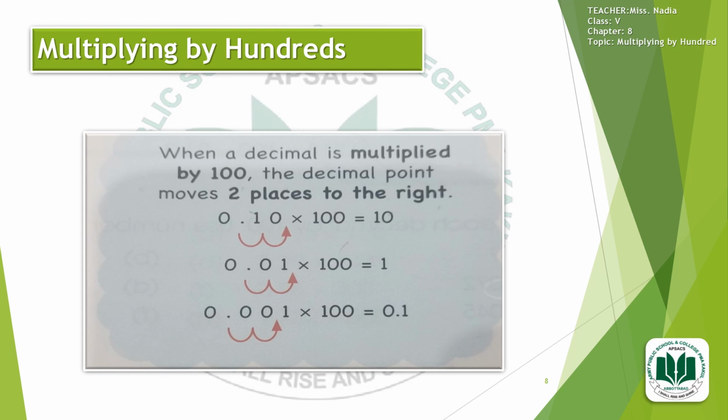And next example, 0.01 multiplied by 100. After moving decimal point two places to the right, the answer is 1. Here the decimal point is after 1. As there is no digit after decimal point, so we can remove decimal point from here. And 0.001 multiplied by 100, by moving decimal point two places to the right, the answer is 0.1.